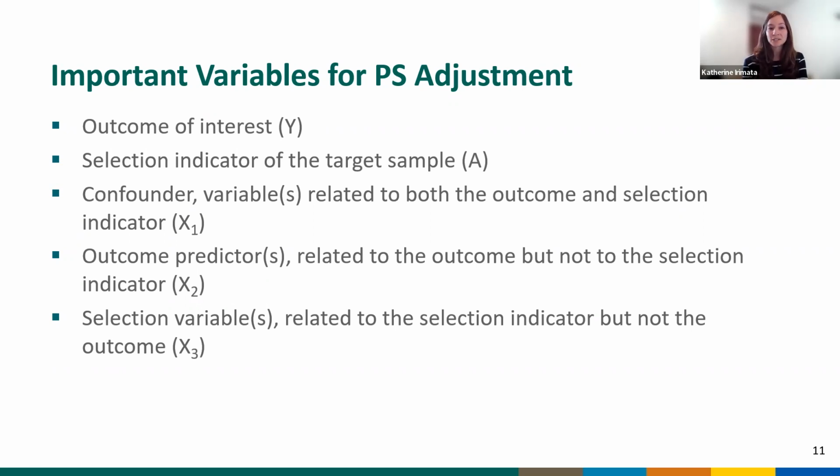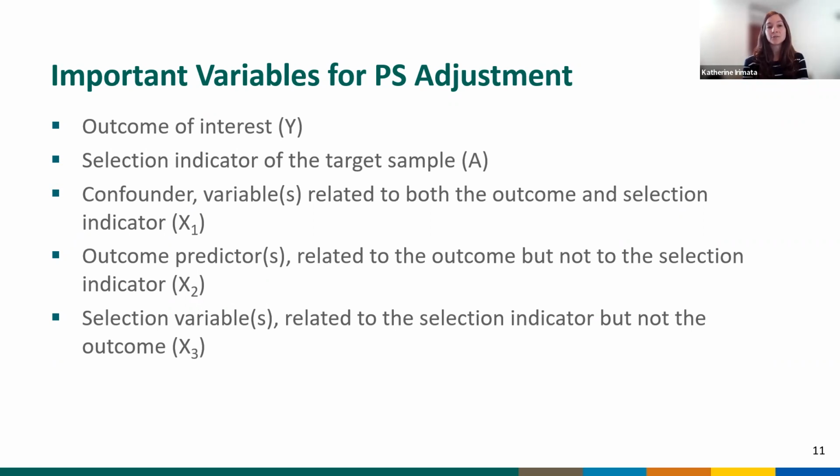We also have a selection indicator for our target sample. This is whether or not someone was participating in the web survey or reference survey. This gives us a sense of differences we might see between respondents who respond to web surveys versus our general population. We also have variables that are related to both the outcome and the selection indicator.